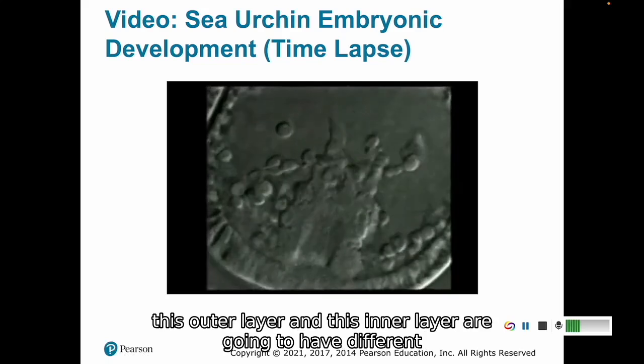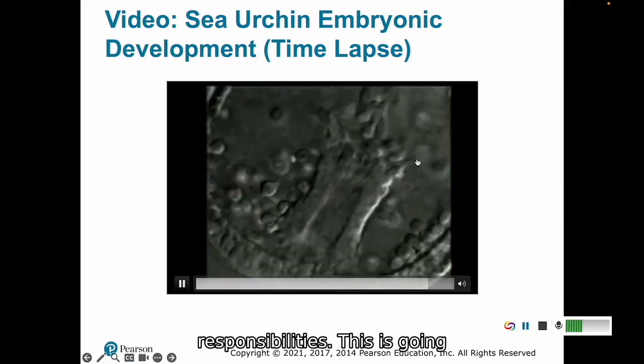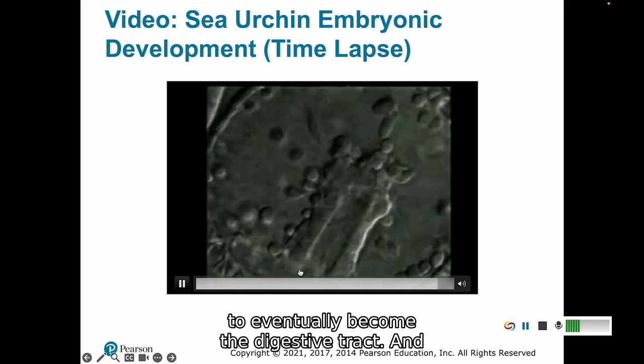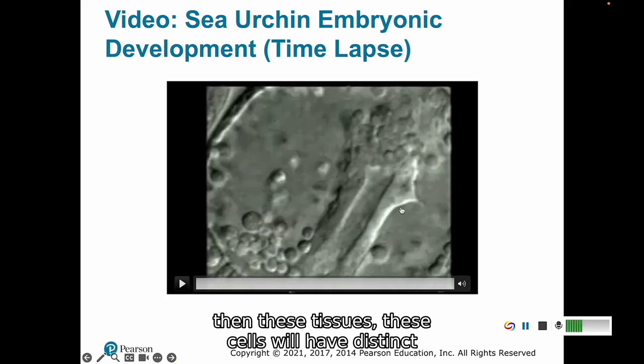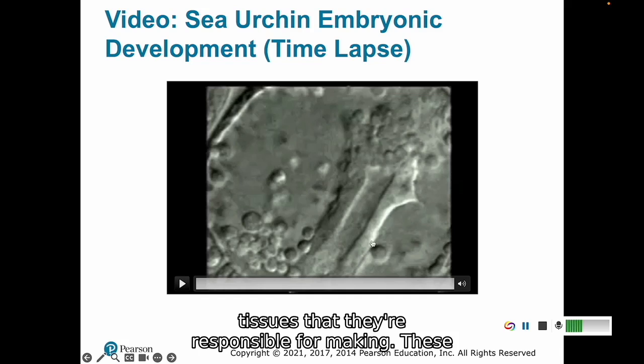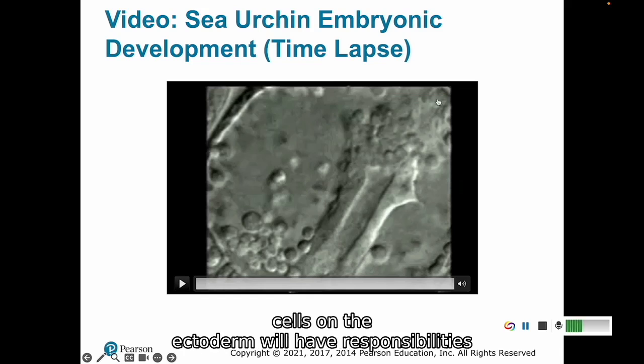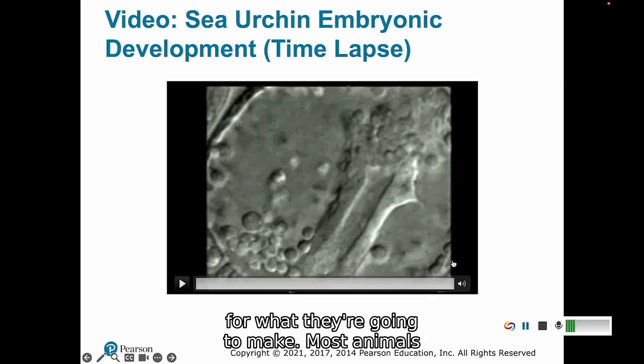And these layers, this outer layer and this inner layer, are going to have different responsibilities. This is going to eventually become the digestive tract. And then these cells will have distinct tissues that they're responsible for making. These cells on the ectoderm will have responsibilities for what they're going to make.